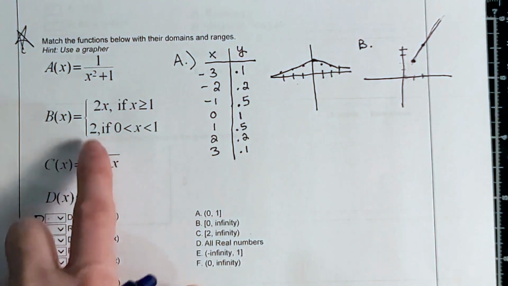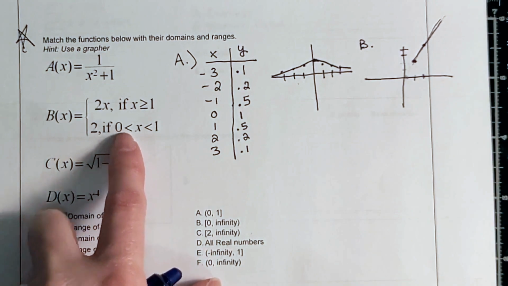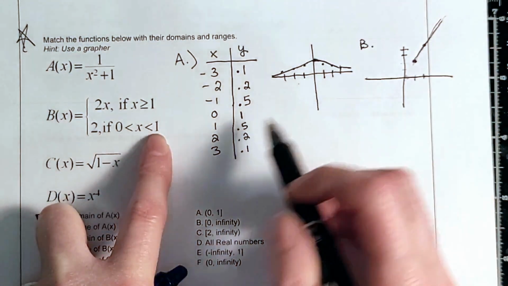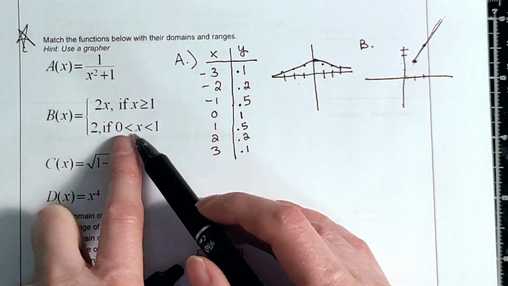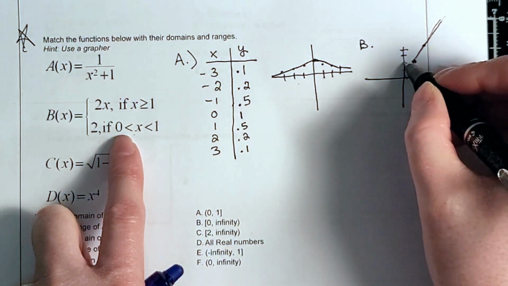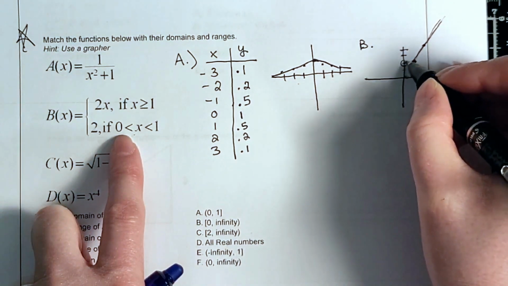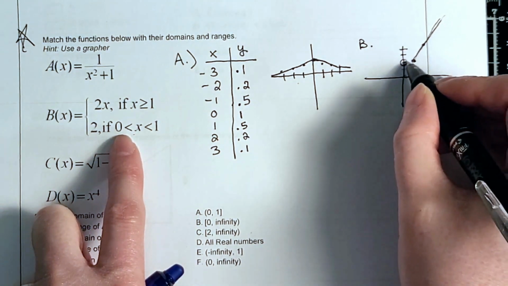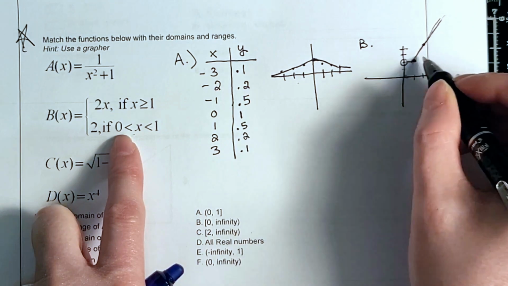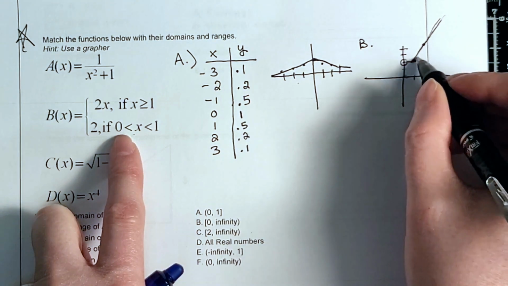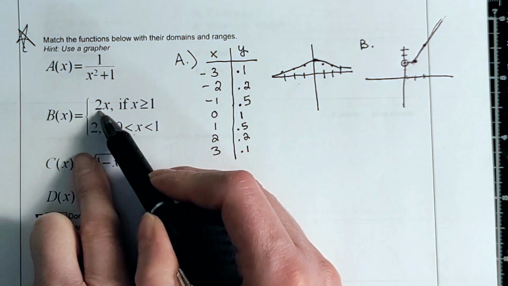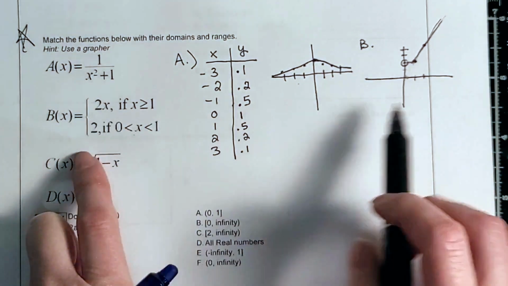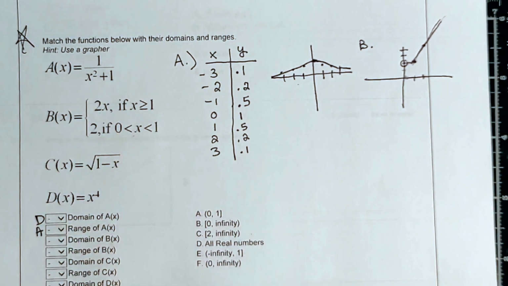Okay, and then we're at 2 if we're between 0 and 1. Of course, this would be an open circle. So right here at 2 would be an open circle, and then we would continue on to 1. Technically, that would be an open circle, but it's closed in because of this equation here. So that's what this graph looks like. It's kind of odd looking.